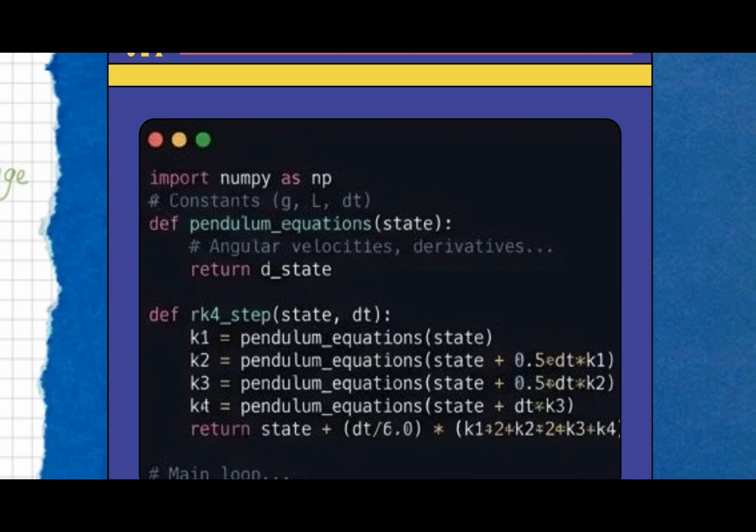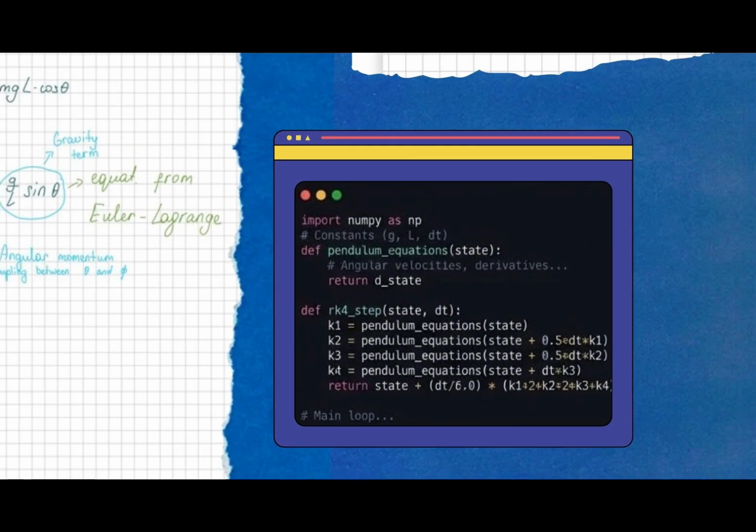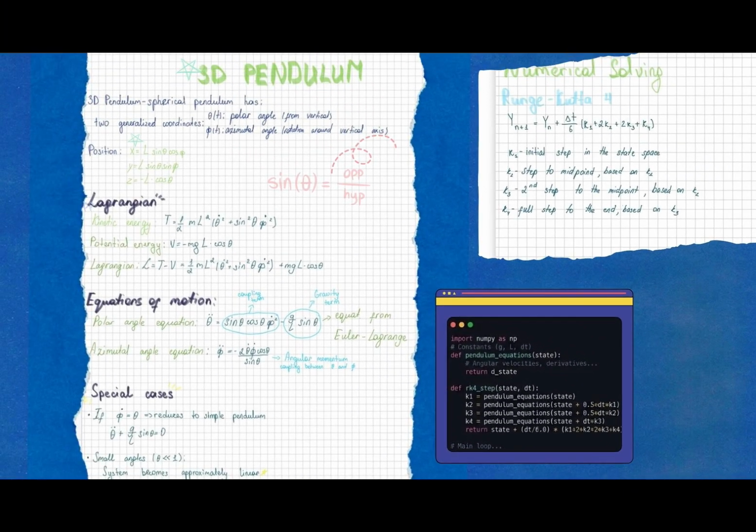It automatically adjusts the step size. It keeps numerical error under control. So instead of choosing a fixed step, the algorithm adapts during computation.